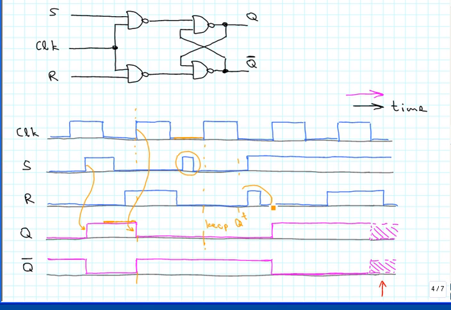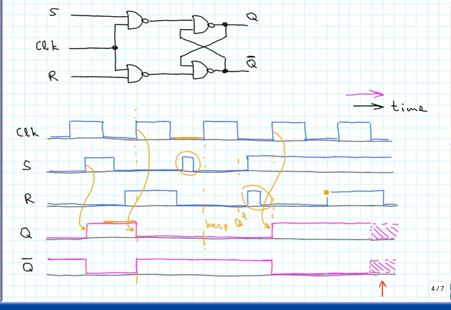Then comes this bump here on the reset input, but it happens during a time when the clock is low, and so no change occurs. So the next interesting change actually happens here at the time when the clock goes high. It takes now a look at what currently the value is of the set and the reset inputs. So reset is low and set is high, so that leads then to a setting of the output, which means that Q goes high.